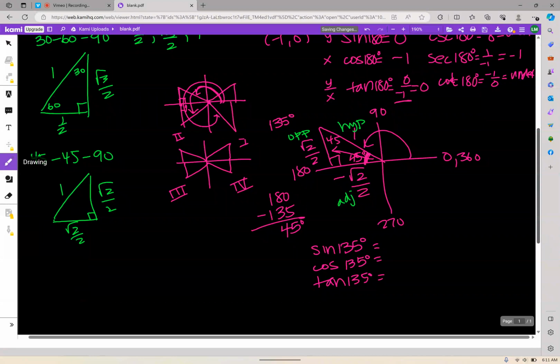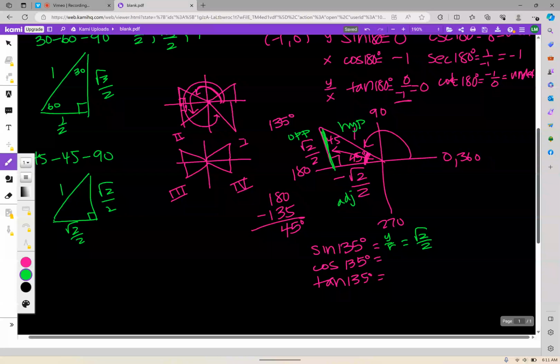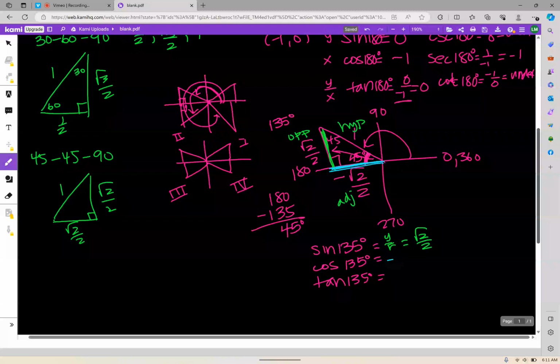Remember, sine is y over r. So that's another way to think about it. I want this y distance. So that would be square root of 2 over 2, over 1. If my hypotenuse is 1, it's kind of nice because I can just take those side lengths. Okay, let's grab cosine. Remember, cosine is my x distance. So cosine is negative square root of 2 over 2.